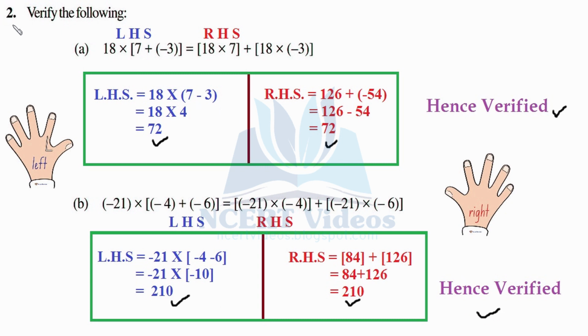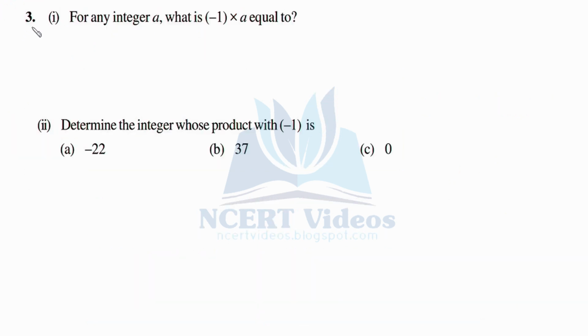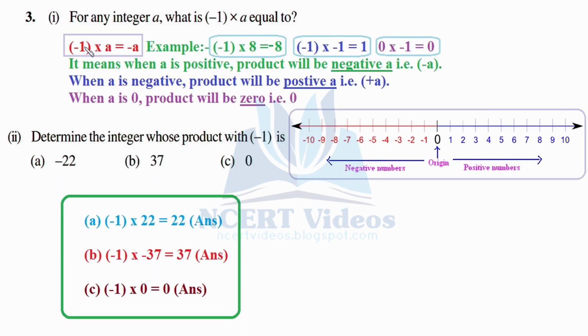That was your question number 2. Question 3. I. For any integer a, what is minus a into a equals to? Second, determine the integer whose product with minus 1 is. So what we have to do in first part, so anything multiplied with minus 1 will give the number itself with negative sign. It wholly depends on a.